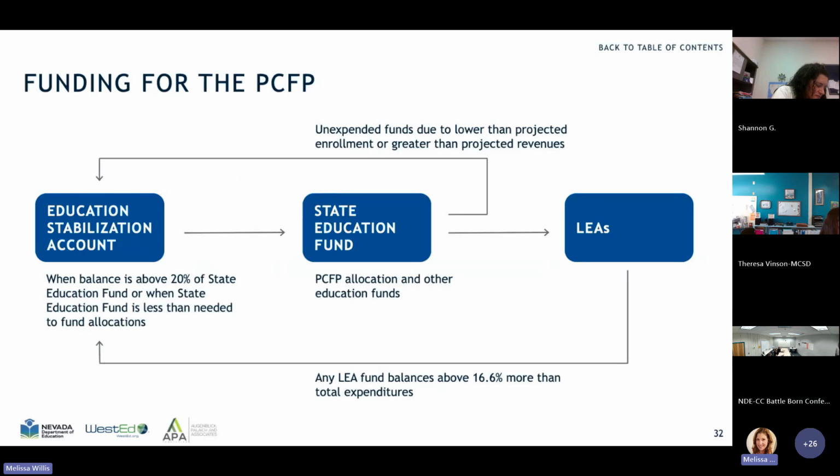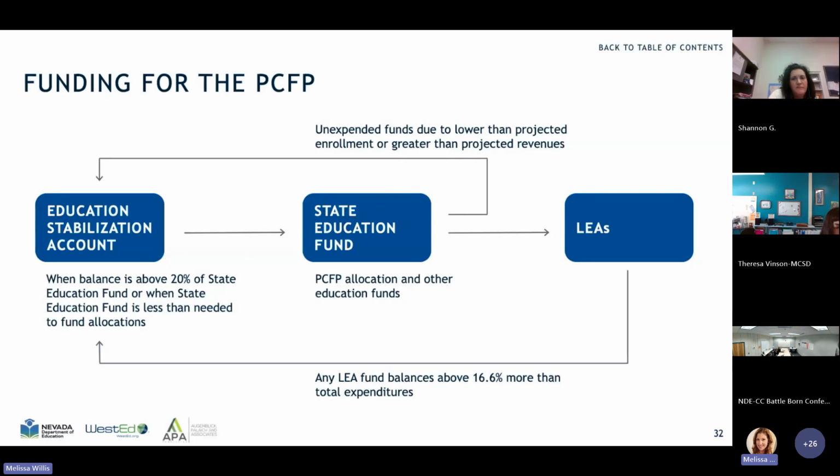Any unexpended funds in the State Education Fund due to less than projected enrollment or greater than projected revenues are allocated back to the Education Stabilization Account. Any school district fund balances above 16.6% more than the total expenditures are also sent back to the Education Stabilization Account. The Education Stabilization Account is only to be utilized under the following conditions.